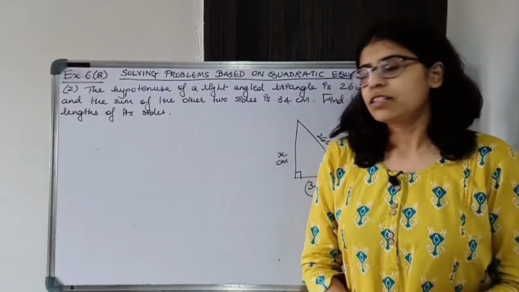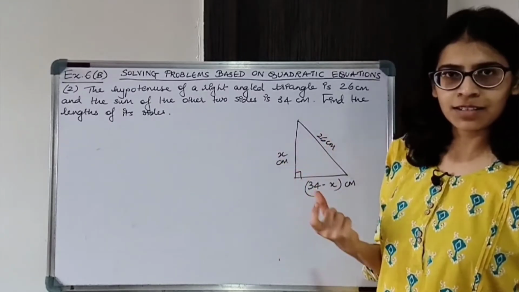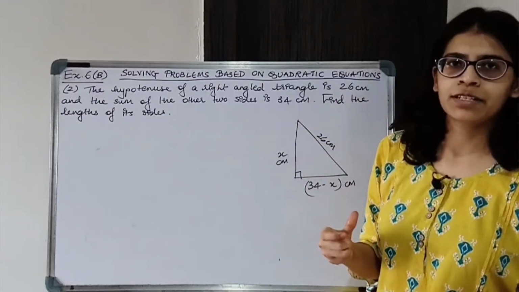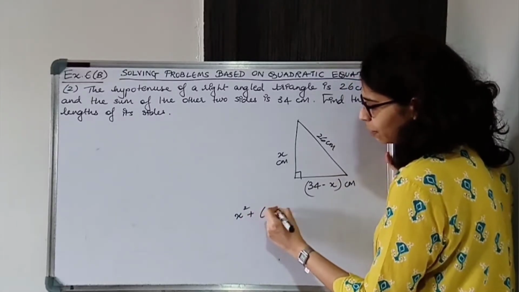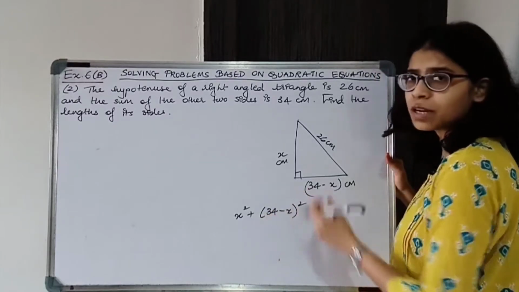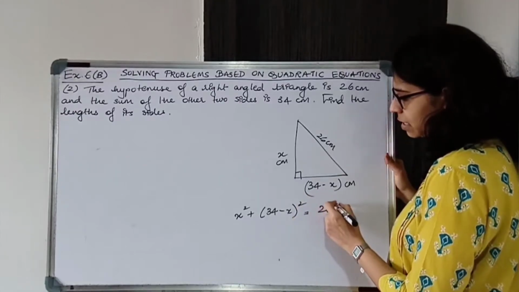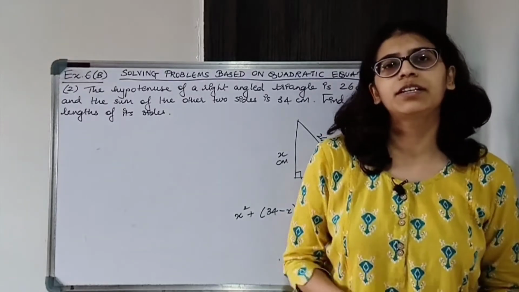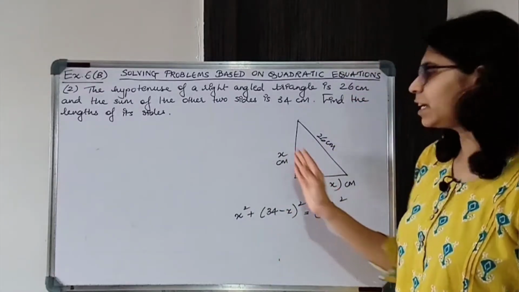Now we have to find the lengths of these two sides. This is already given. Okay, so using Pythagoras theorem, we know that side 1 square plus side 2 square is equal to hypotenuse square. So x square plus 34 minus x the whole square. Take the square of the whole, don't take individual squares, that is wrong. Okay, so this is equal to 26 square. So we'll get a quadratic equation. On solving the quadratic equation, we'll get the value of x. Once you get the value of x, you can easily find the two sides.